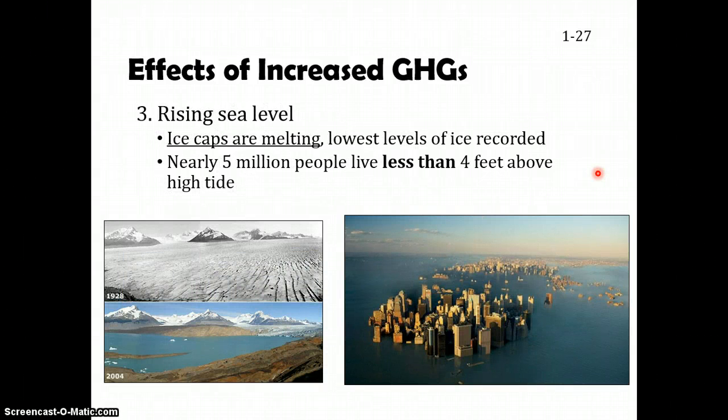Another effect of increasing greenhouse gases is linked closely to the increase in global temperature. Scientists have noticed that the ice caps, so the North Pole and the South Pole, are melting, which makes sense. If it's warmer, that ice is going to melt. Well, the water that was in that ice has to go somewhere, and it ends up going into our oceans.